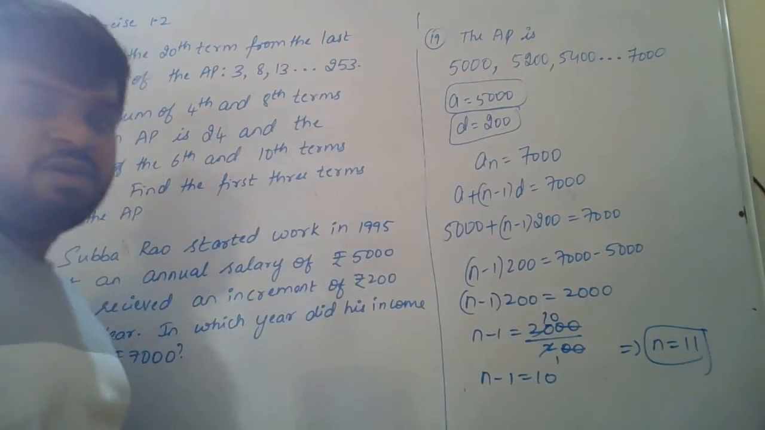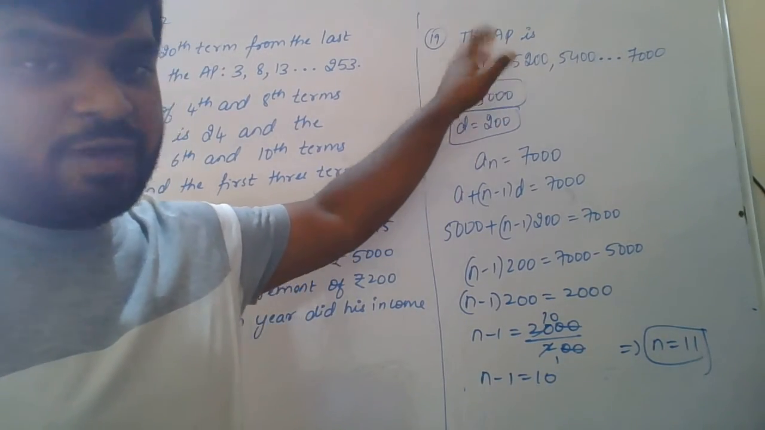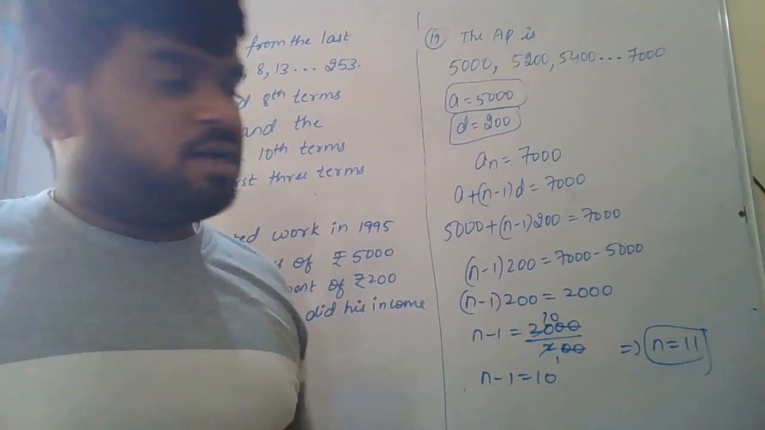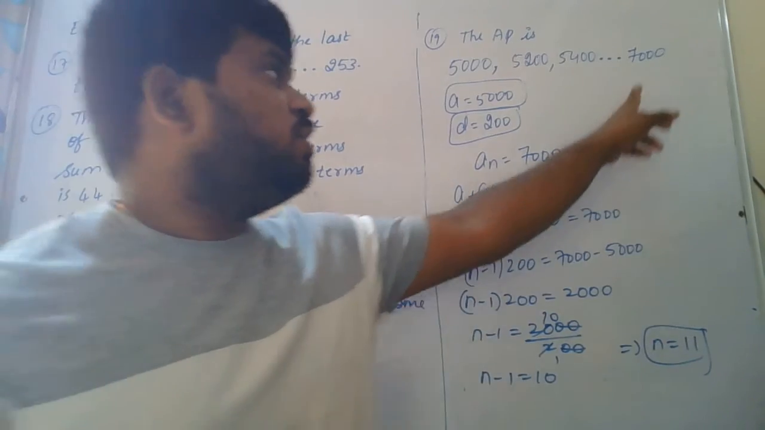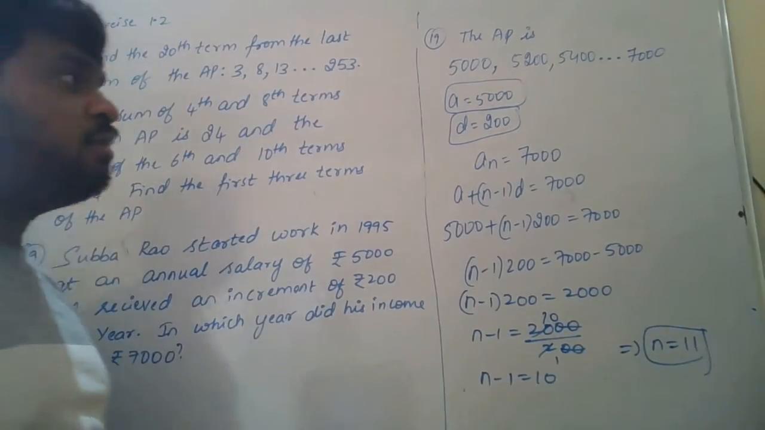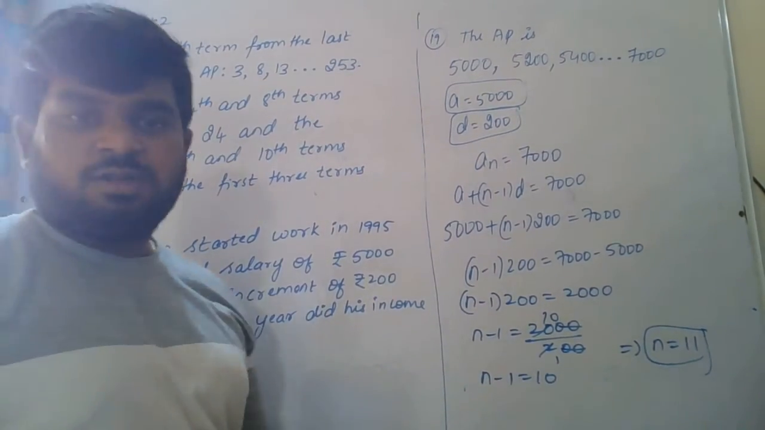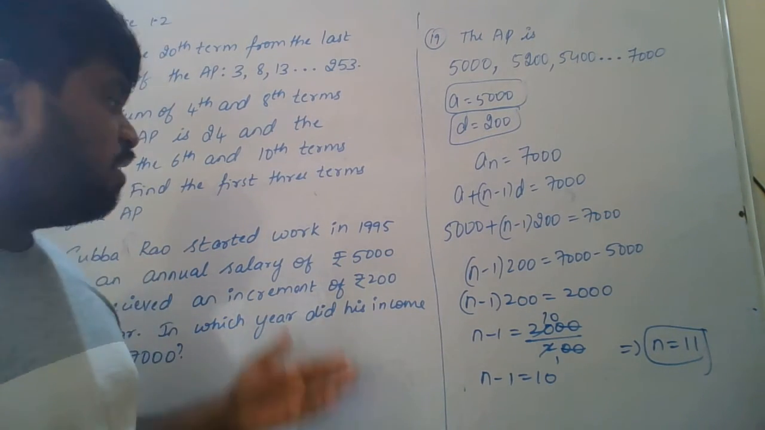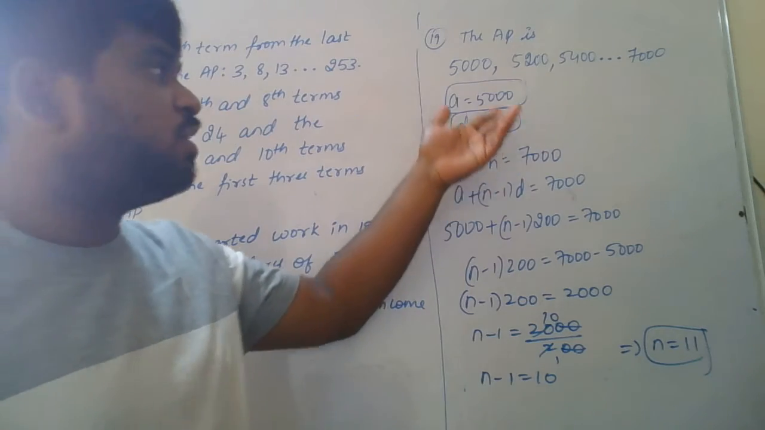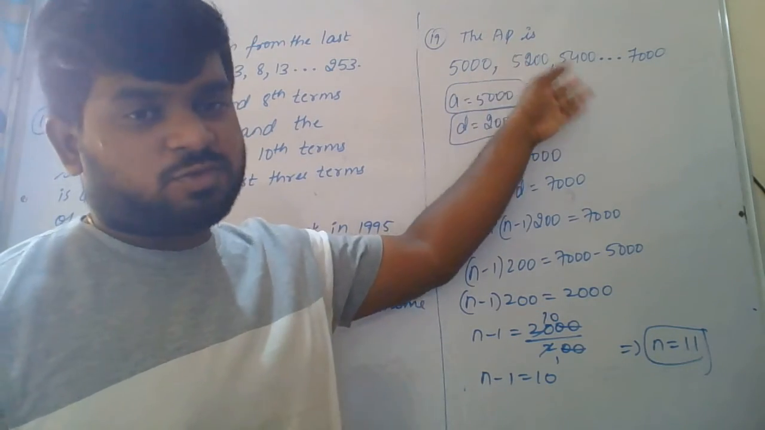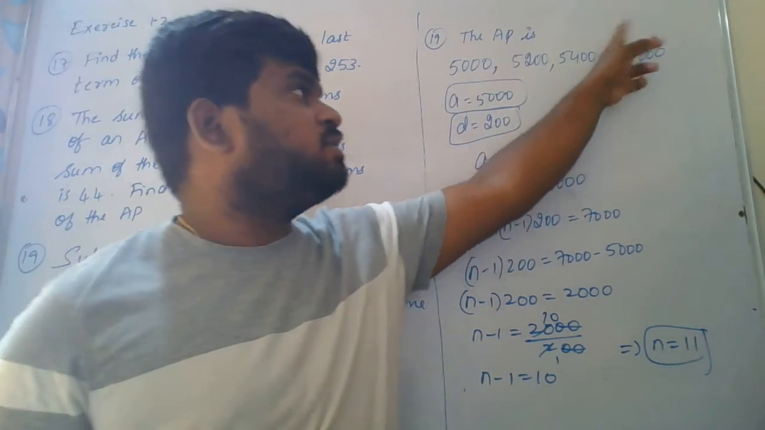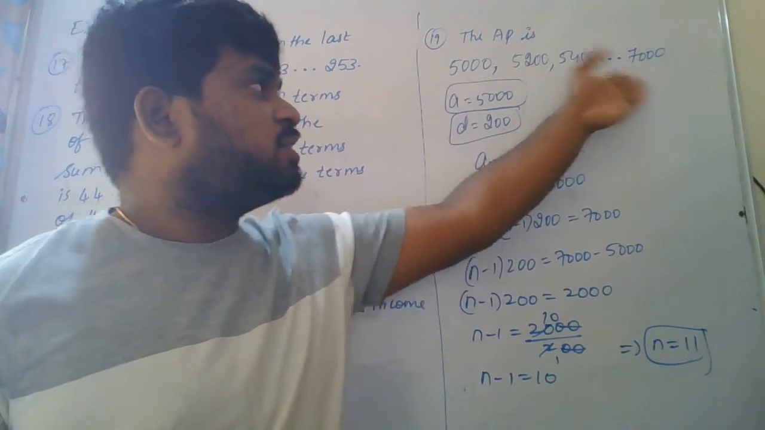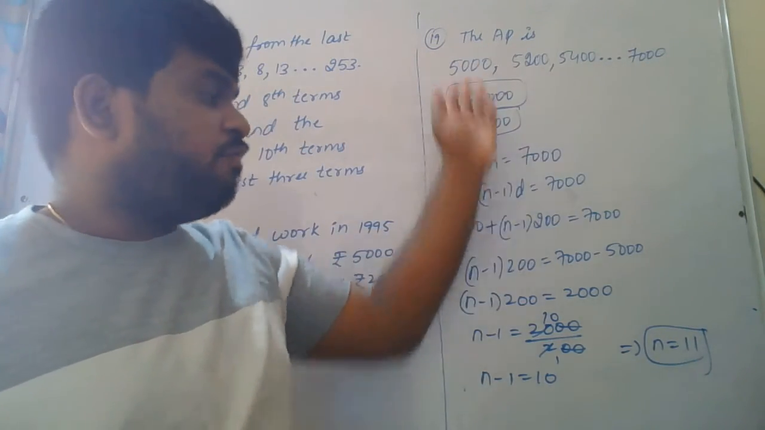That is in the 11th year. First year he received 5,000. In the 11th year, N is 11, right? So in the 11th year, he will receive how much? 7,000 rupees. Okay, that's the answer. Very simple. First year 5,000. Every year it is increased by 200. So 5,000, 5,200, 5,400, and so on. In some year he is getting 7,000. So this is an AP. Find the value of N.